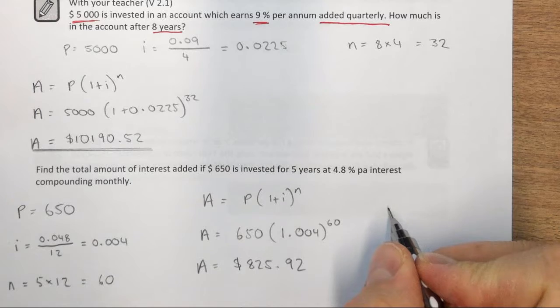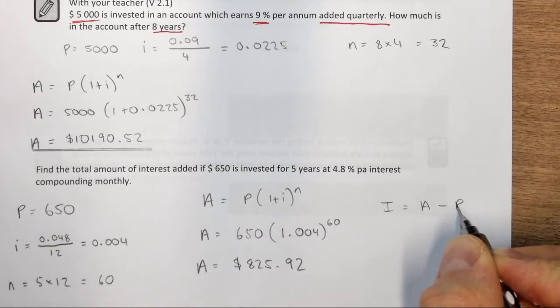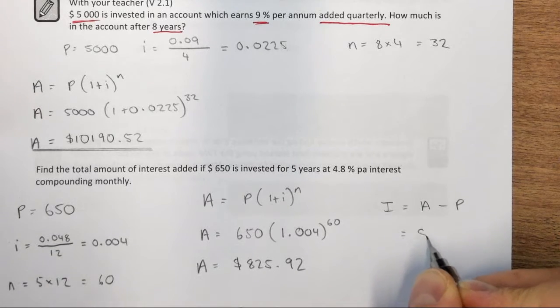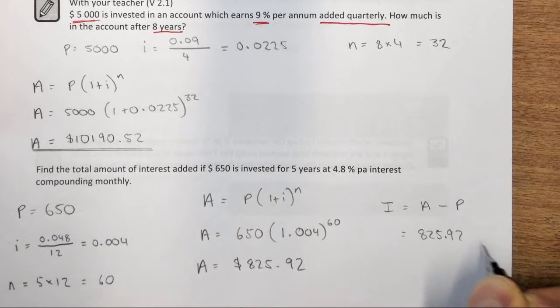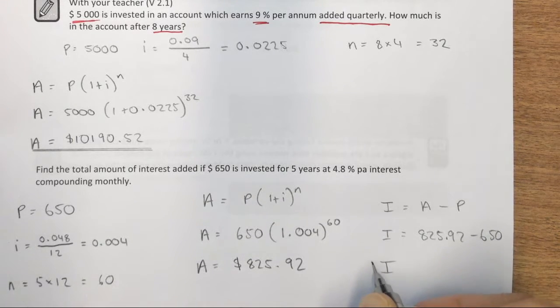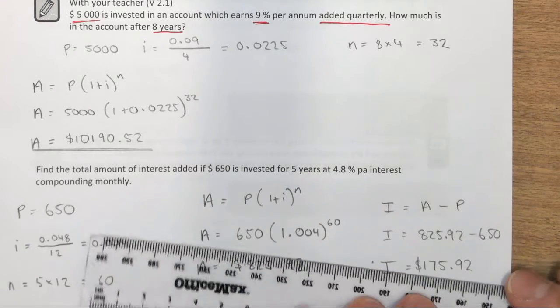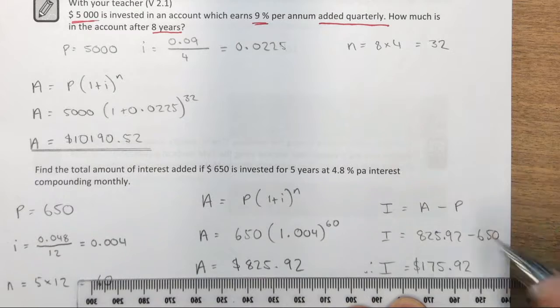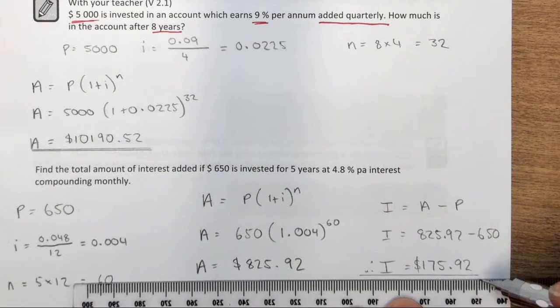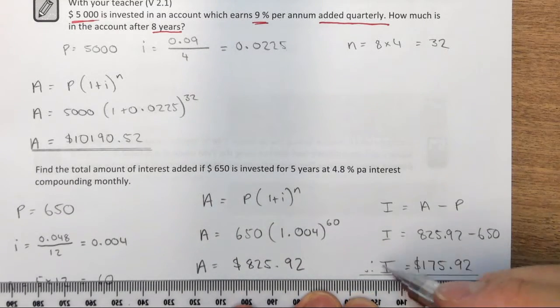And we use a formula which is I equals A minus P, which is our $825.92 minus 650, which is 175.92.